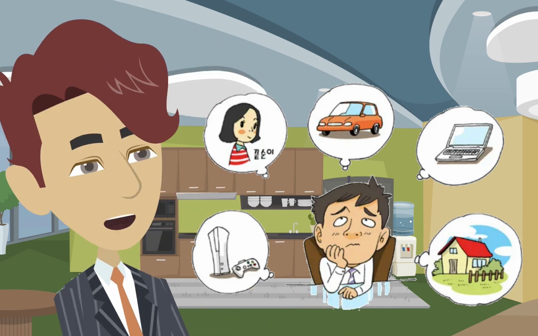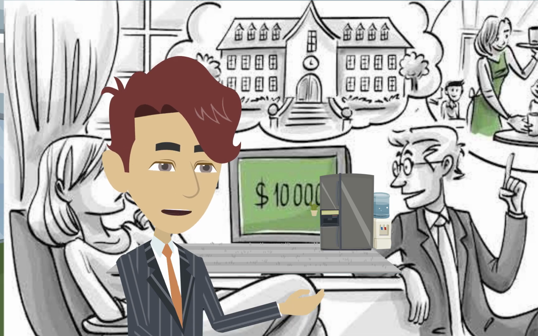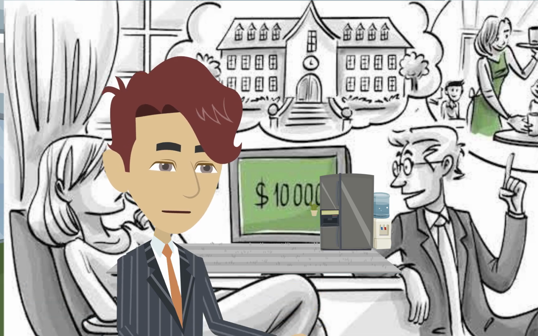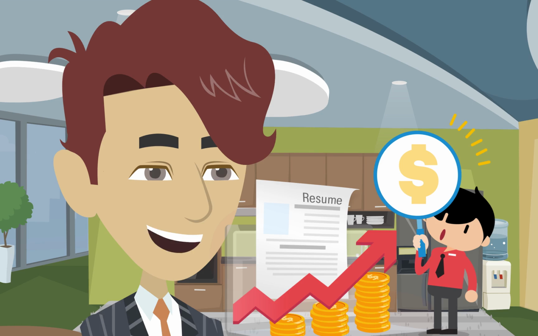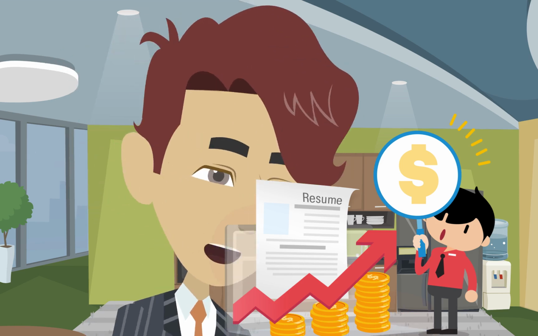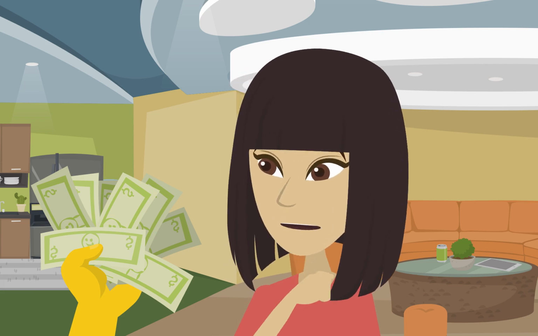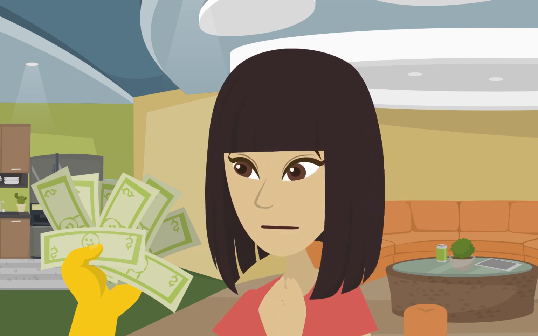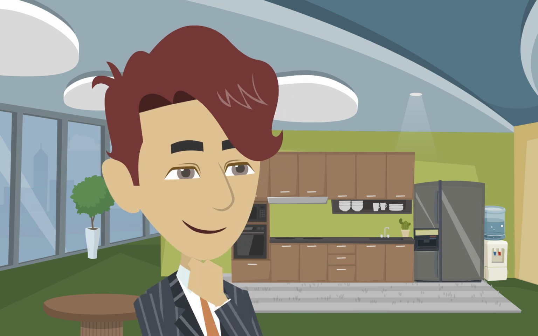For example, when deciding whether to go to college, the cost is not just the tuition, books, and room and board. Oh, I see. What else would be considered the cost of going to college? The biggest cost is actually the wages you would have earned if you had decided to work instead of going to college. Wow, I never thought about it that way. So the opportunity cost of going to college is the money I could have made by working instead?